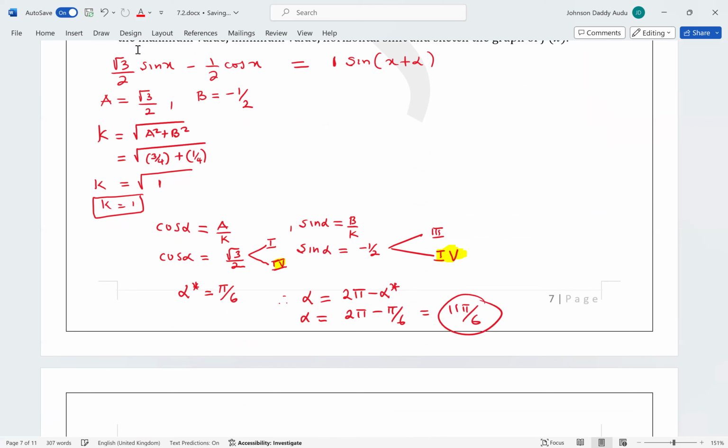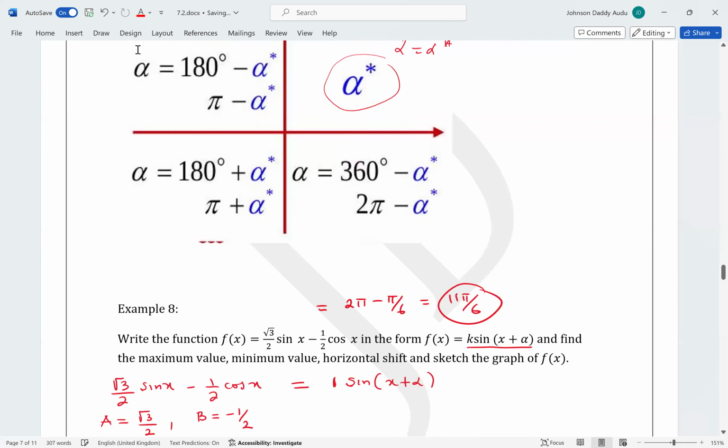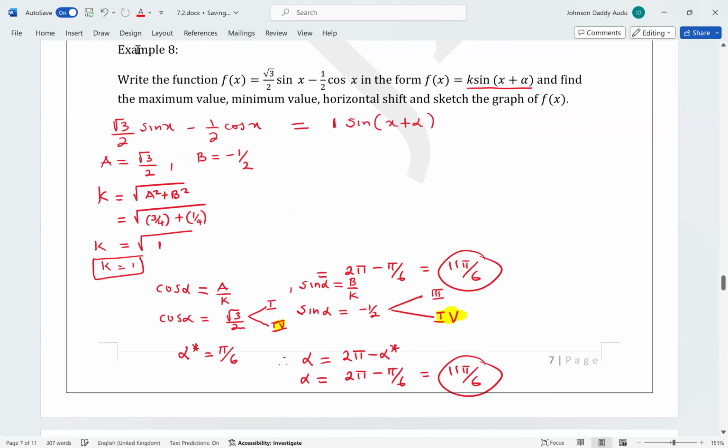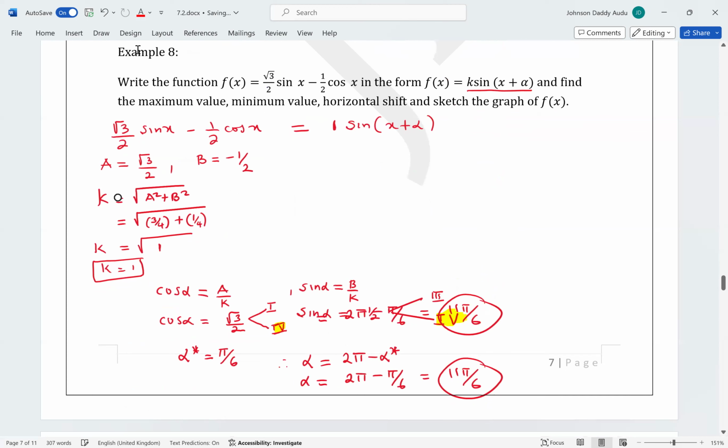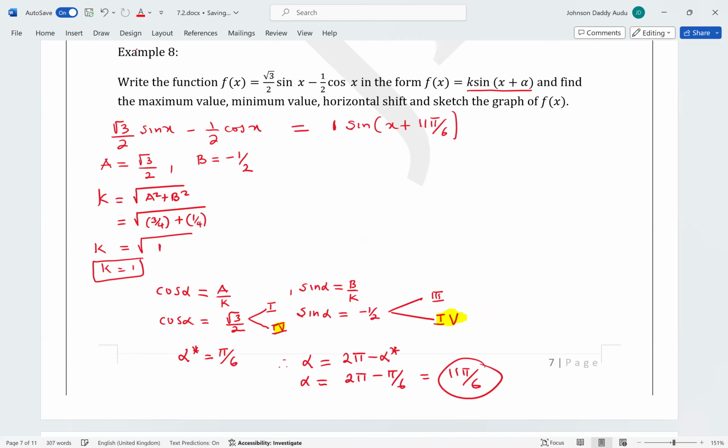So if we go back here, it means in the position of alpha, we will just substitute 11 pi over 6. So this is our equation. Now, from here, we can find so many things. We can find the maximum value. So what is the maximum value?